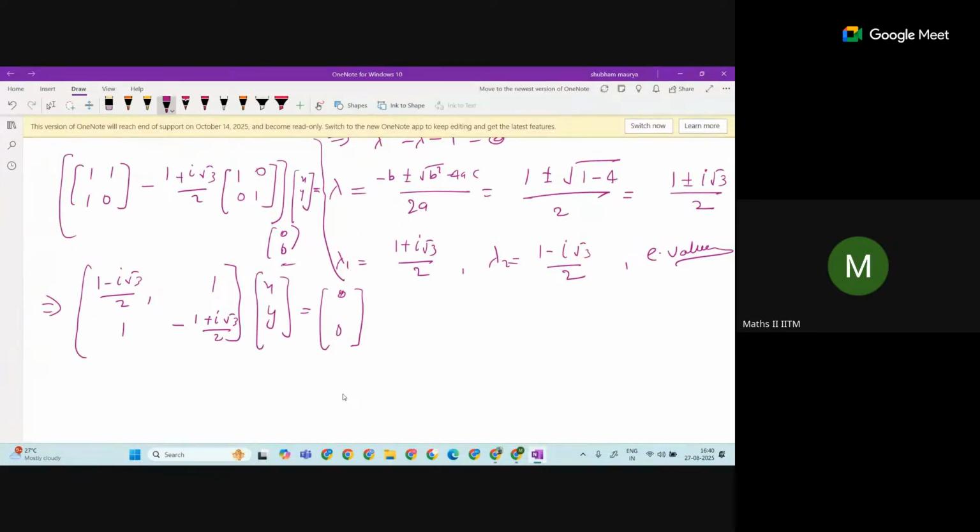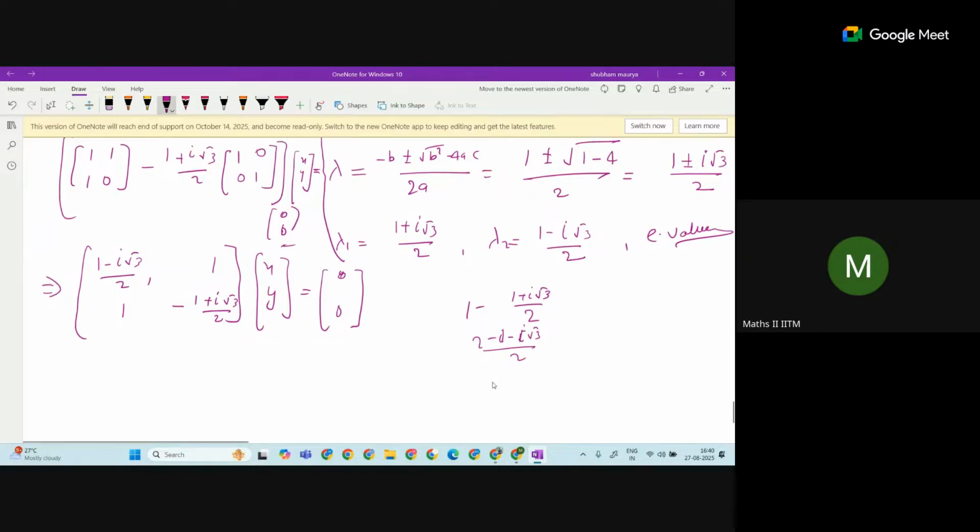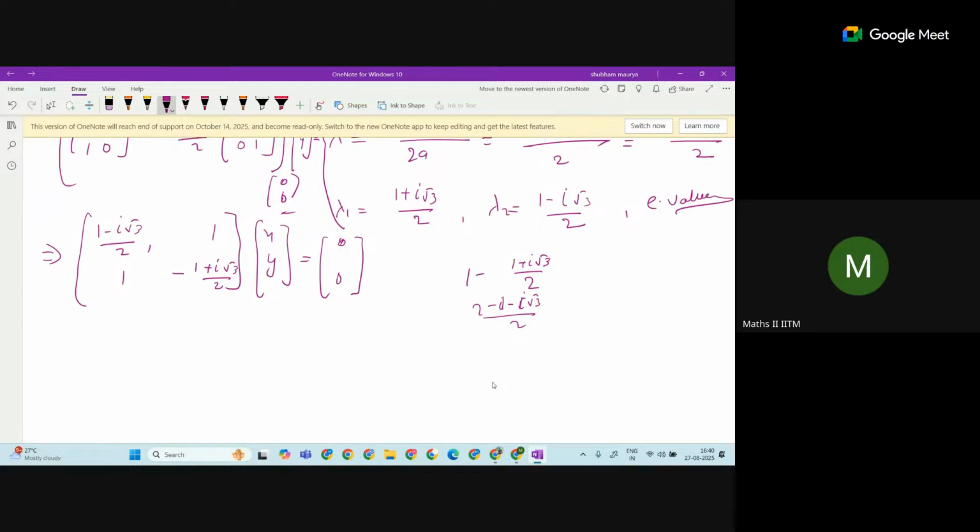This is right, I think: 1 minus (1 + i√3)/2. So this is (1 − i√3)/2 in one entry. This is the matrix we get here. So let's solve the system of linear equations. If you observe, this is again a rank 1 matrix.